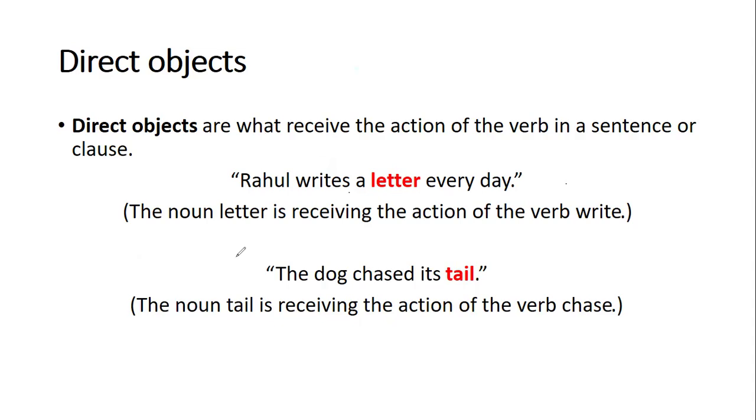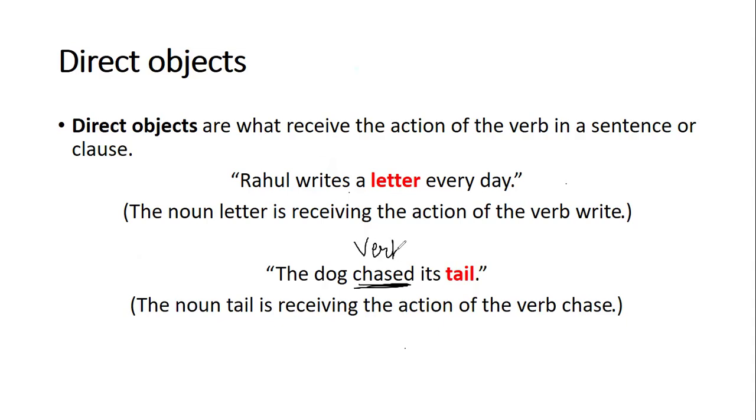The dog chased its tail. Now, what is this whole statement or sentence revolving around? What is the main character in this statement? It is our dog, right? So, dog is our subject. We are talking about what the dog is doing. What action is our dog doing? He's chasing. So, chased is a noun. Sorry, chased is a verb.